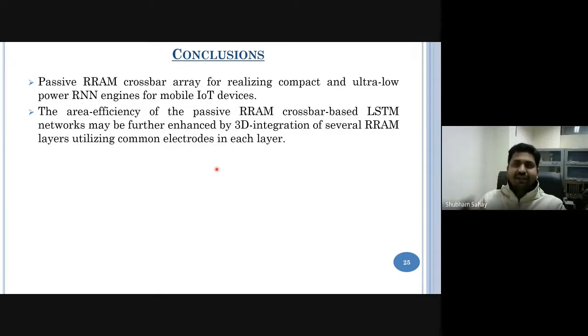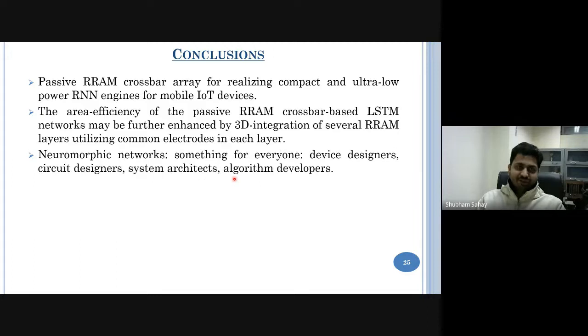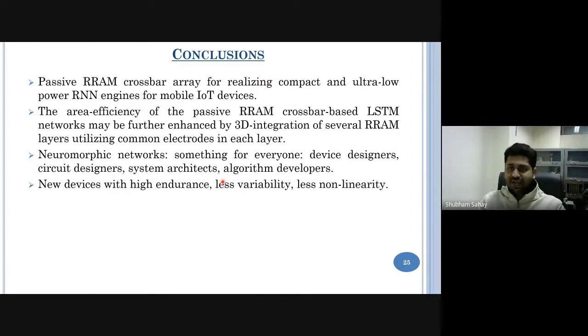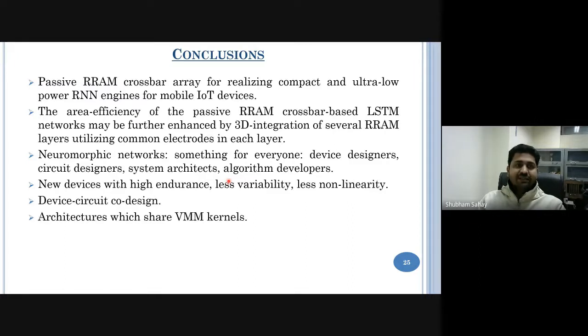Now, some general conclusions. This domain of neuromorphic networks has something for everyone. For device designers, we need new devices having less endurance issues, less variability, and less non-linearity. For circuit designers, we need to come up with new circuits which can take into account the interesting properties of these devices. For system architects, we need to find architectures which can take these circuits as the VMM kernels and exploit their efficiency. And we also need several algorithms with which you can make these designs hardware friendly.